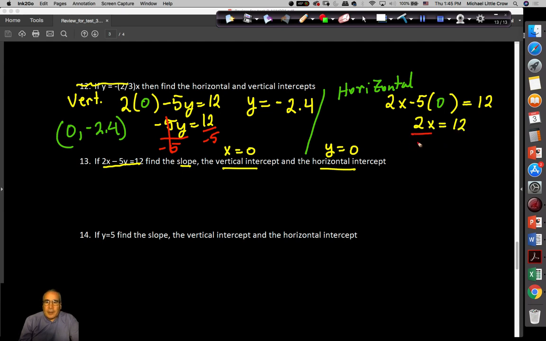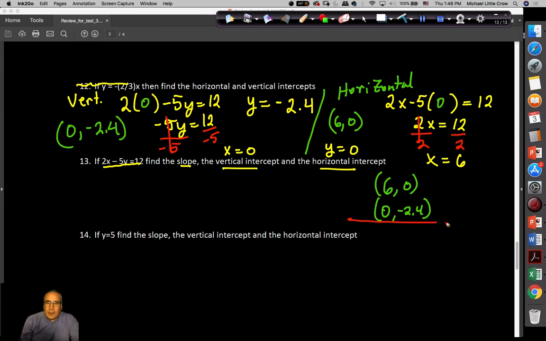And we divide both sides by 2. I have a feeling we've done this before. Probably that becomes x equals 6. So our horizontal intercept is x is 6, y is 0. Now with these 2 points we could go ahead and find the slope. So we could do whichever one you want on top, 6 comma 0 and 0, negative 2.4.